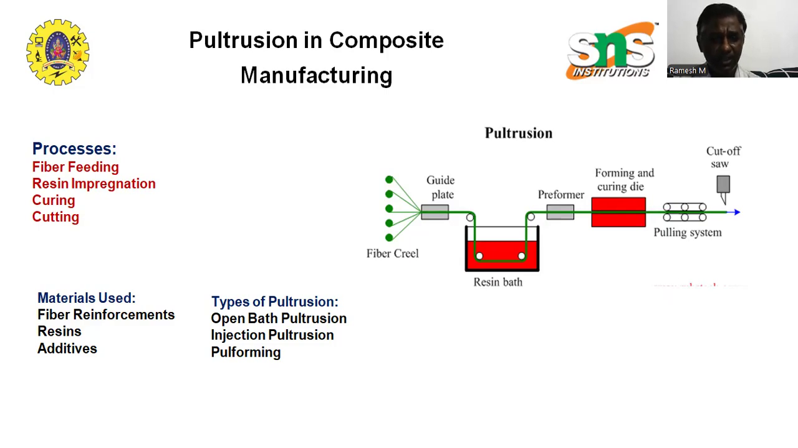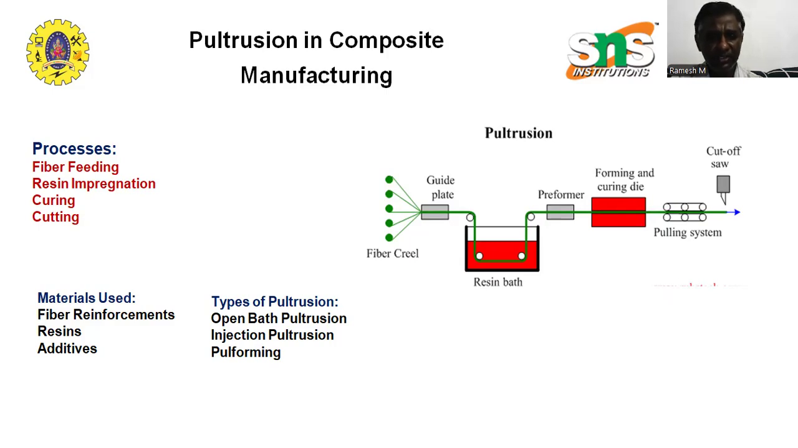In fiber feeding, fibers are supplied from creels holding spools of continuous rovings. Examples for this are glass, carbon, aramid. Additional fiber forms like mats or fabrics may be added to increase the transverse strength or to improve surface finish.